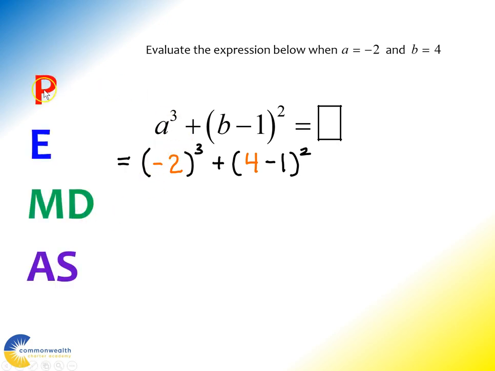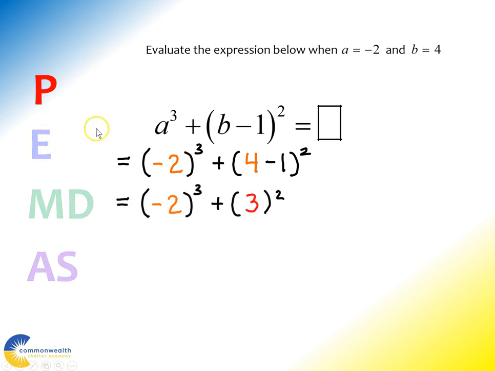So I'm going to take care of any operations inside the parentheses first. The 4 minus 1 becomes a 3. Again, this -2, nothing's going to happen because that is a single value. There's nothing to do. Basically, the parentheses are being used here to show that you are cubing a negative number and not taking 2 cubed and then negating it.